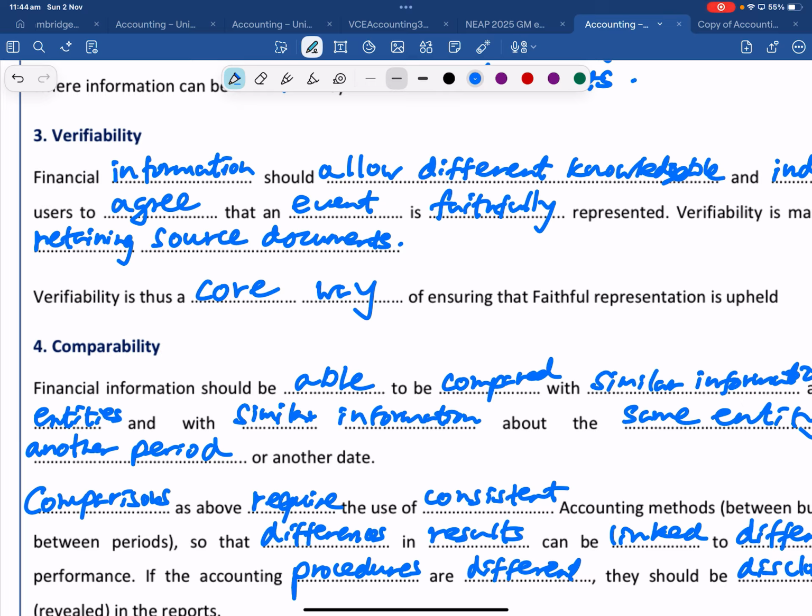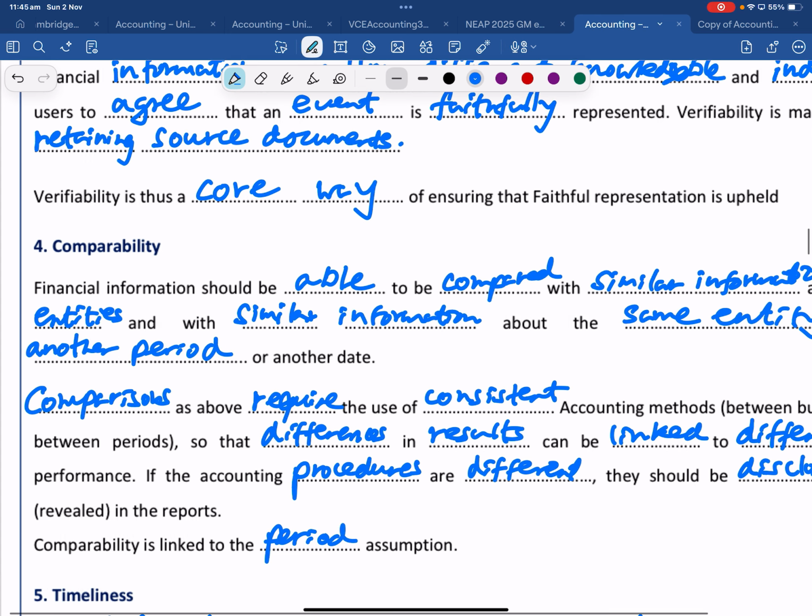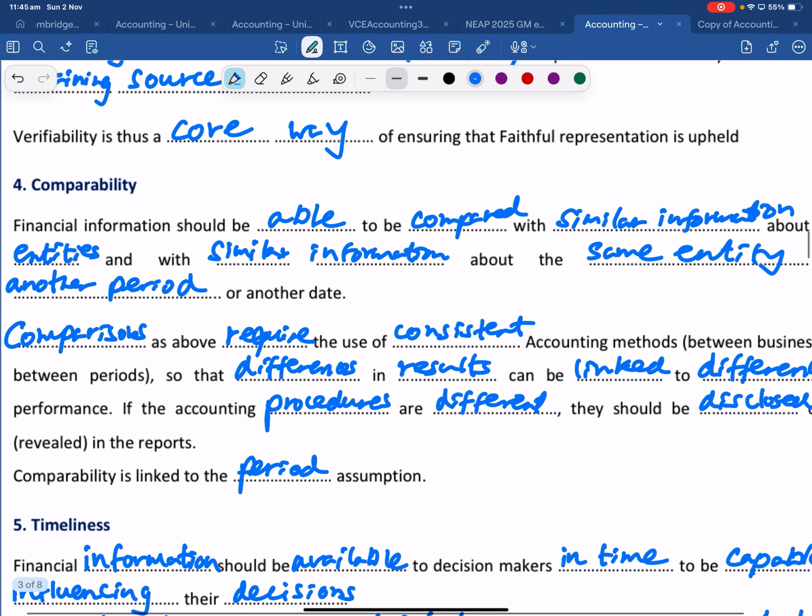So the auditors will come and say, look, they are independent, and what has happened in reality has been reported, no problem. Otherwise, they'll say the business has made a lot of money, but most of the money has been taken by the managers and directors fraudulently. That's verifiability, guys. Any questions?